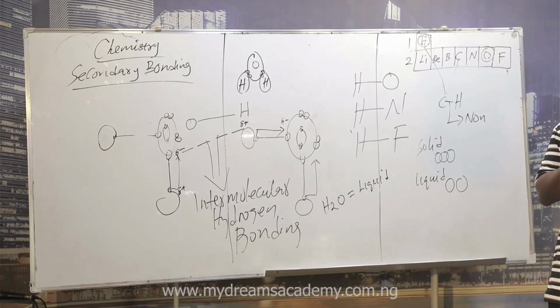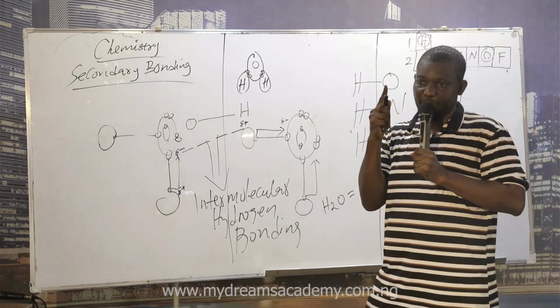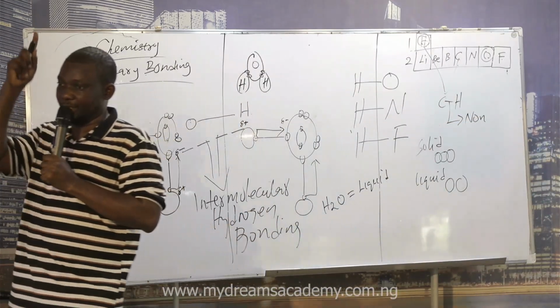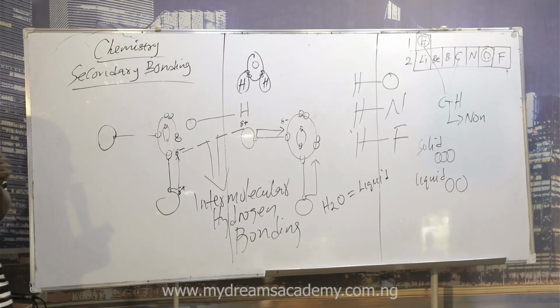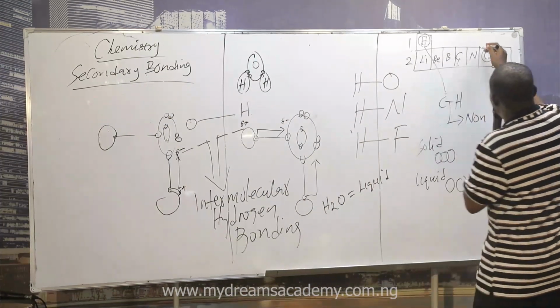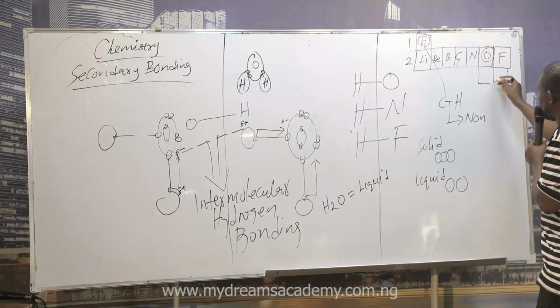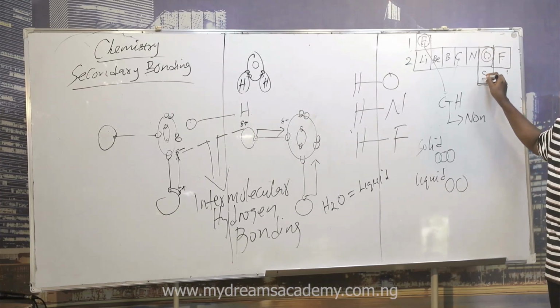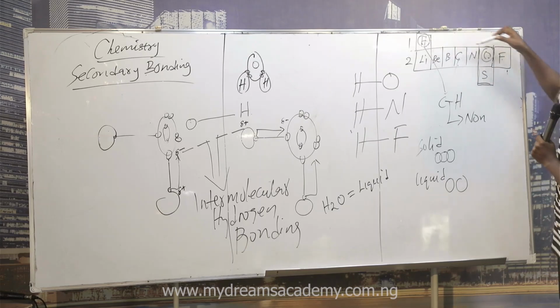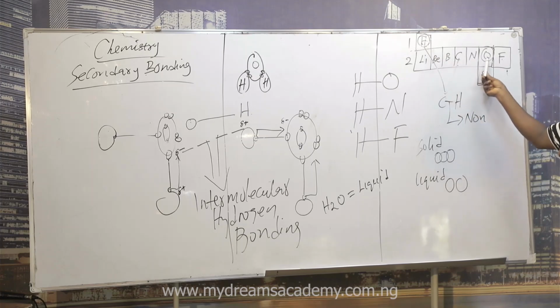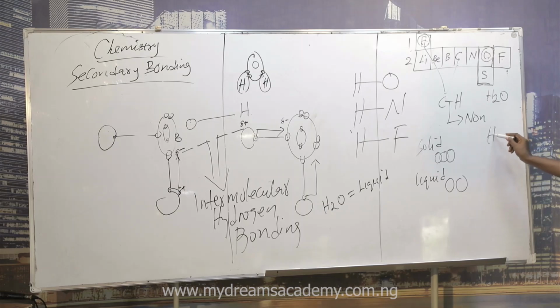What is the reason why the standard state of water is liquid? Let me show you something here. Who can tell me the next element beneath oxygen in the periodic table? Sulfur. It means hydrides of this group should behave alike. Hydride of oxygen is water. Hydride of sulfur is hydrogen sulfide. Hydrogen sulfide exists as a gas, but H2O exists as liquid.